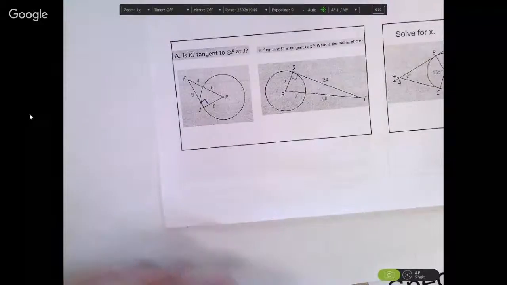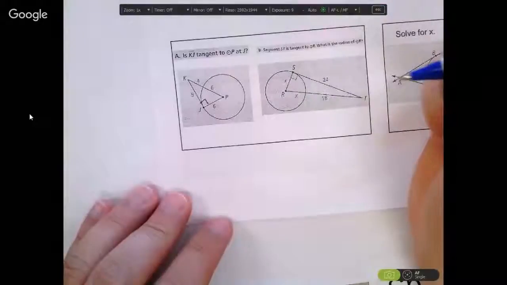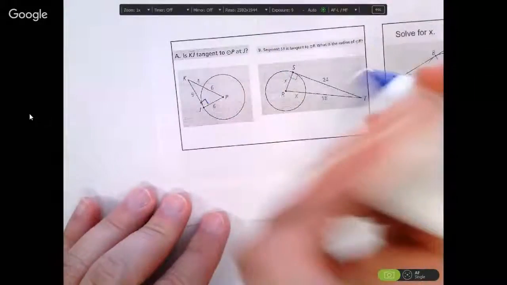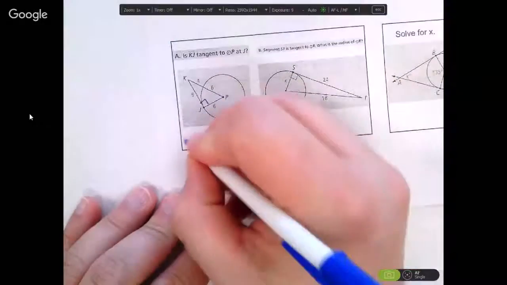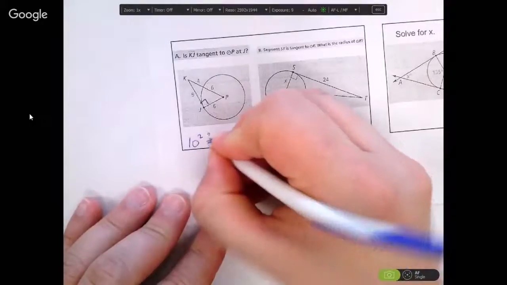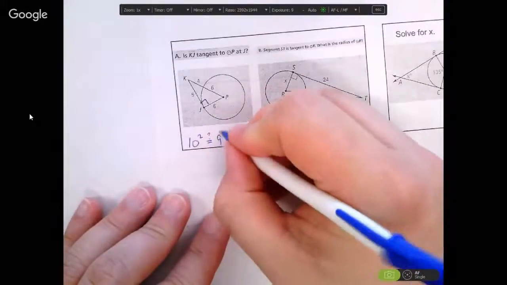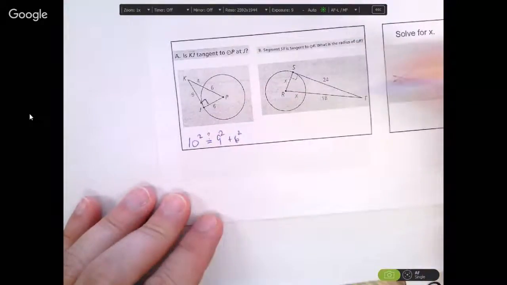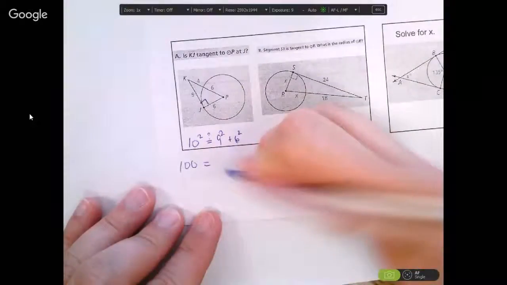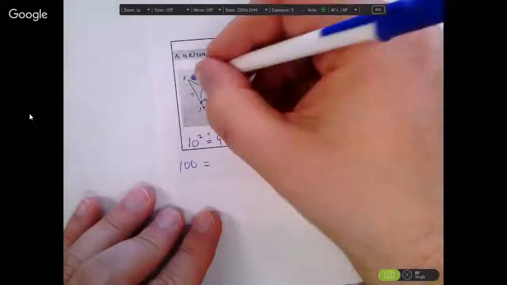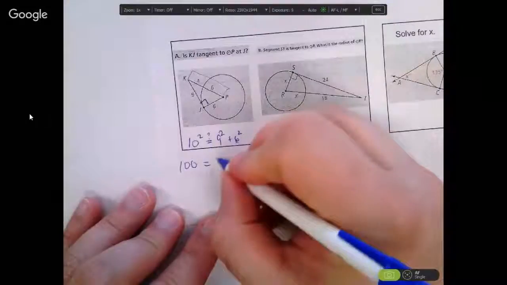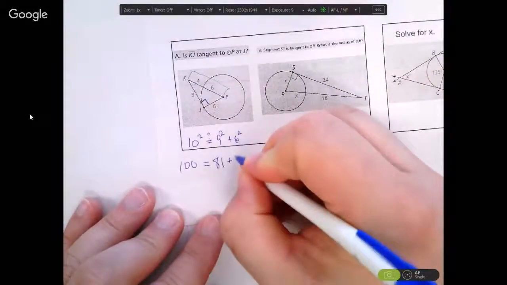So basically, to figure out if this is a right triangle or a right angle, we're going to do the Pythagorean theorem. So the hypotenuse is what length? 10 squared. Does that equal 9 squared plus 6 squared? 100 equals 81 plus 36. Yes, this length here is 10. 100 does not equal 117.